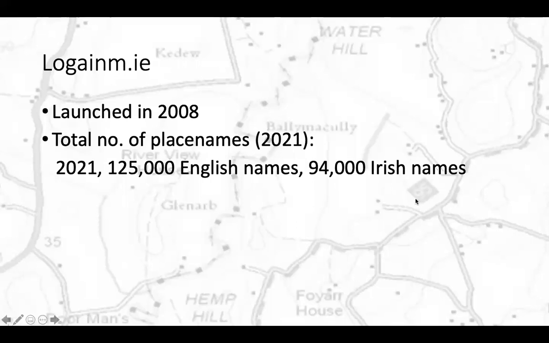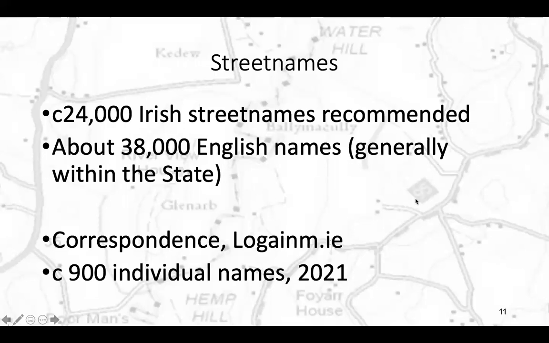So the next slide, please, Francis. Just to mention that there's also a substantial number of street names in the collection. There are about 38,000 English street names now in the Logainm website, and these would probably include most of such names in the Republic or in the state. But we also have some street names from Northern Ireland.